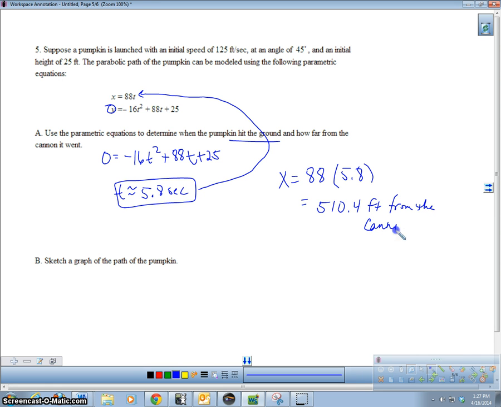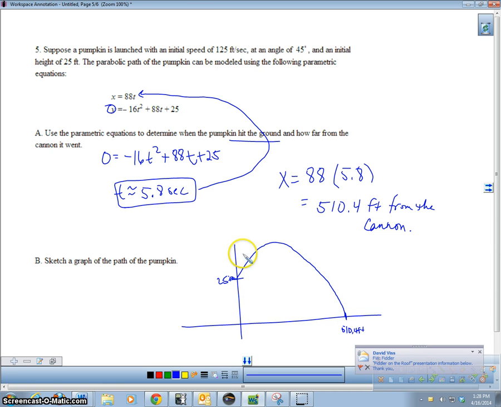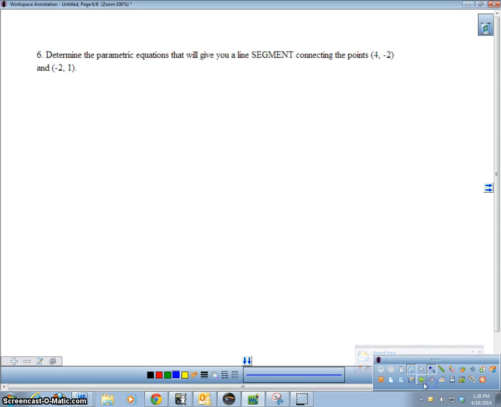So what does this look like? If you sketch the graph of the pumpkin, the pumpkin's going to start at 25 feet, and then it's going to be launched, and then end up landing here at 510 feet. So this is the path of the pumpkin. That's pretty much all you needed to do there. All right, let's look at the next one.